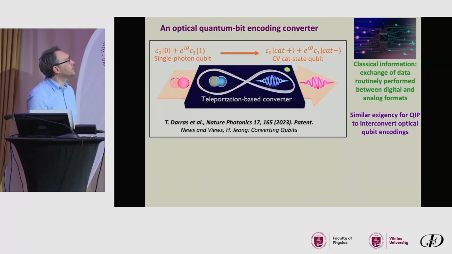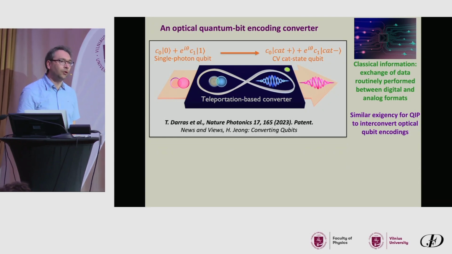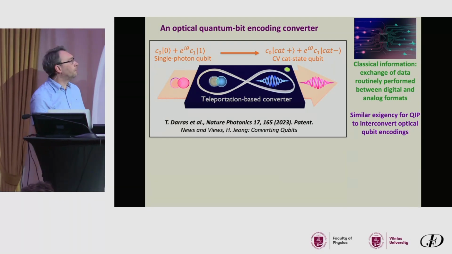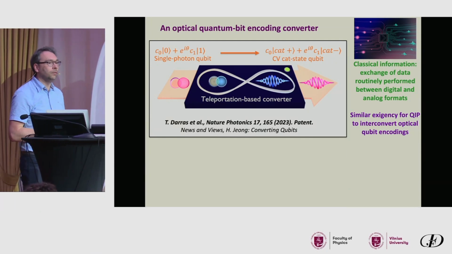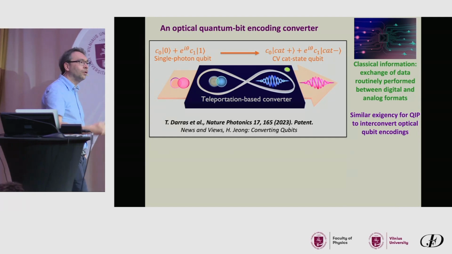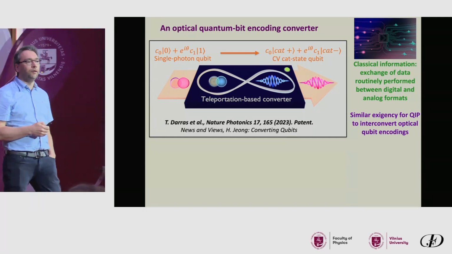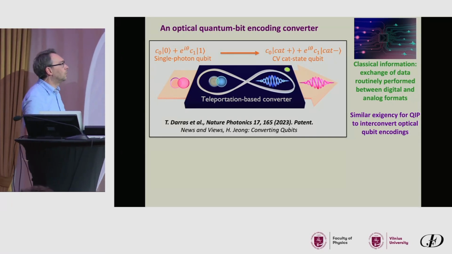The most recent paper was to make a teleportation experiment with hybrid entanglement. Basically, the idea was to make a converter where you start from any single photon qubit, and by teleportation, you can map it to a cat state qubit. Very similar to what you have in classical information, where you have digital to analog or analog to digital converters.